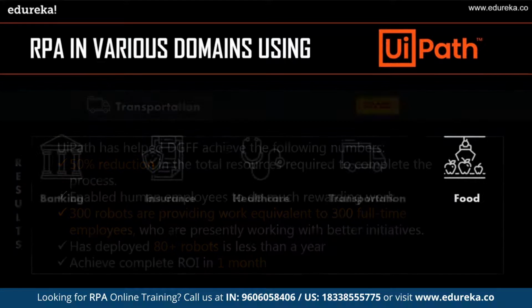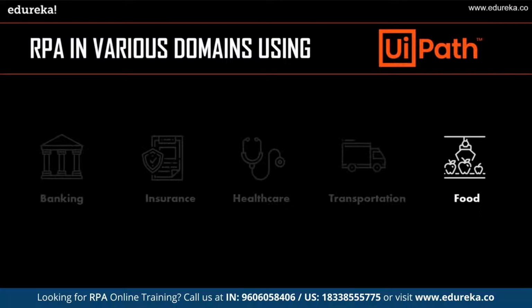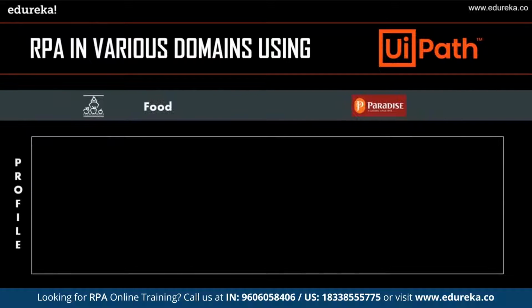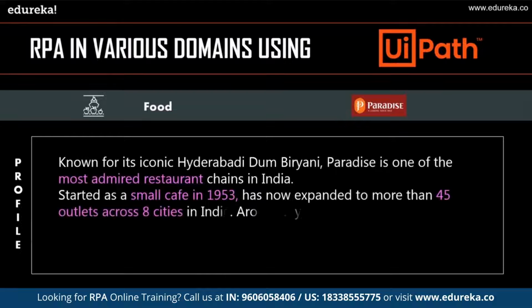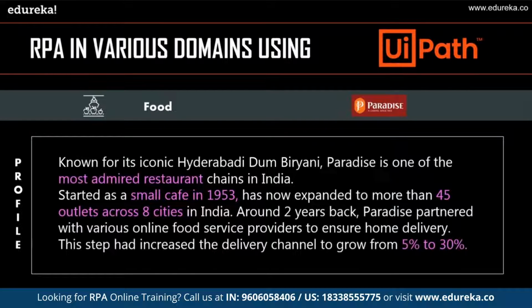Now let's move on with the final domain in the UiPath section, that is RPA in the food industry. Now I'm sure all of you might have heard of Paradise, right? It's known for its iconic Hyderabadi dum biryani. Being one of the most admired restaurant chains in India, it started as a small cafe in 1953 and now has expanded to more than 45 outlets across 8 cities in India. Around 2 years back, Paradise partnered with various online food service providers to ensure home delivery, and this step has helped the delivery channel grow from 5% to 30%.